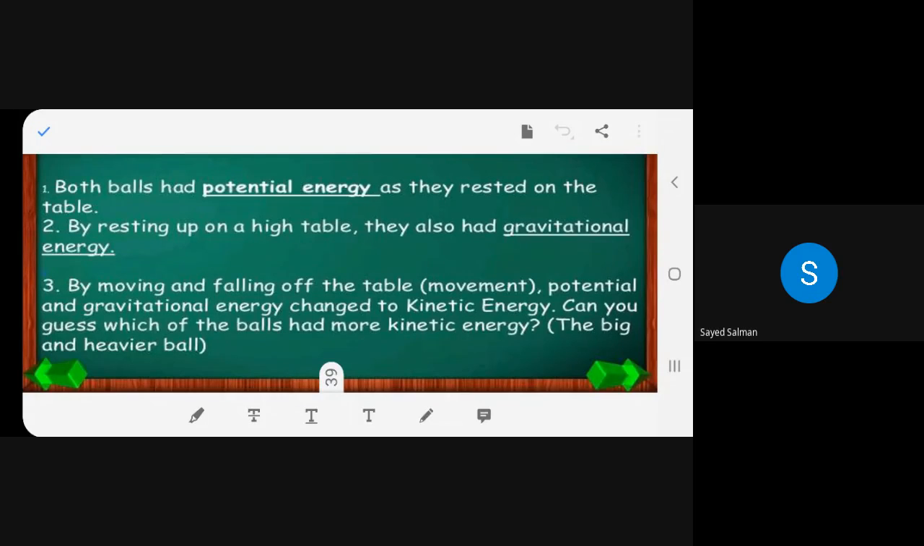So when it falls off the table, the gravitational energy plus the potential energy will get converted or transformed into kinetic energy. You understand? So which will have more kinetic energy? Obviously the ball which has got more mass will have maximum kinetic energy. Any problem? Any problem, Peter?